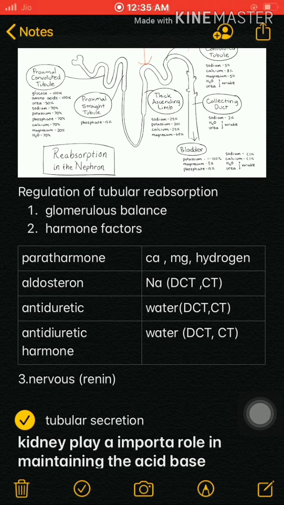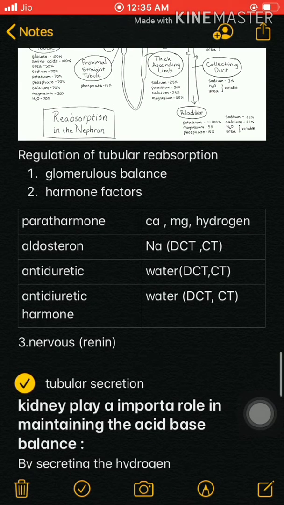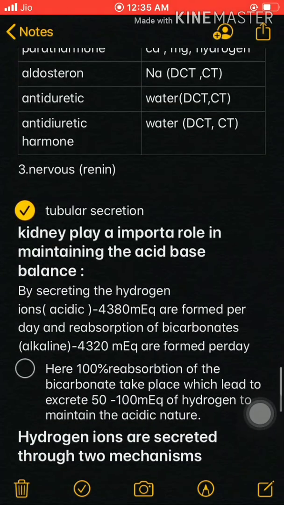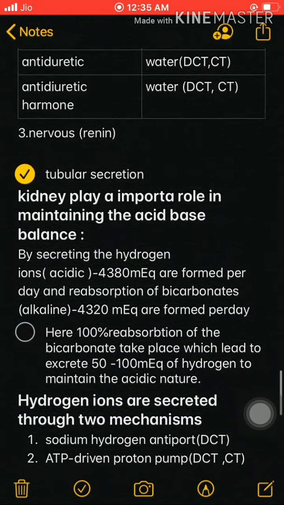Normally, the regulation of the tubular reabsorption is done by 3 techniques. One is the glomerulotubular balance, hormonal factors and the nervous. Hormonal factors like antidiuretic hormone, aldosterone, parathormone. Parathormone is used for the reabsorption of the calcium, magnesium and the hydrogen. Aldosterone is to reabsorb the sodium. Antidiuretic hormone is used for the absorption of the water.